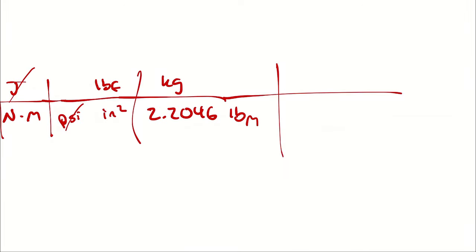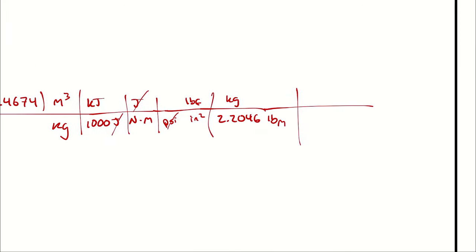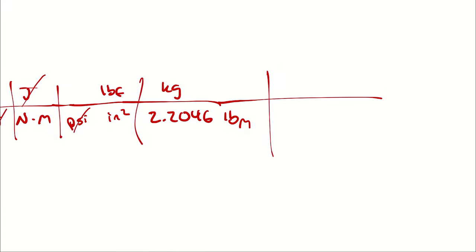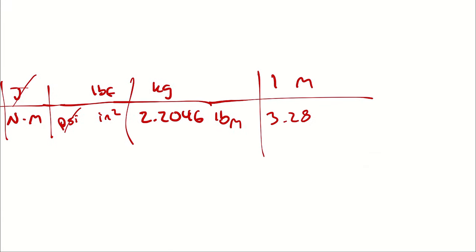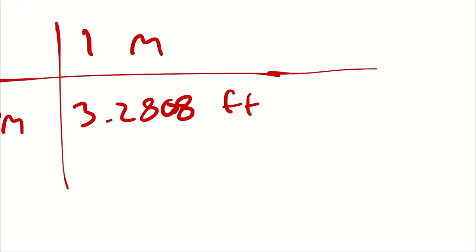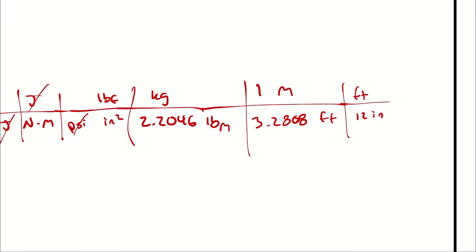Then we need inches to meters converted, so I will say that a meter is 3.2808 feet. And then a foot is 12 inches, and I want my inches squared to be in the numerator. So I will actually come at that from the opposite direction. 1 meter in the denominator, and then 3.2808 feet. And then 1 foot is 12 inches. And then I will square everything because I want to get rid of inches squared.